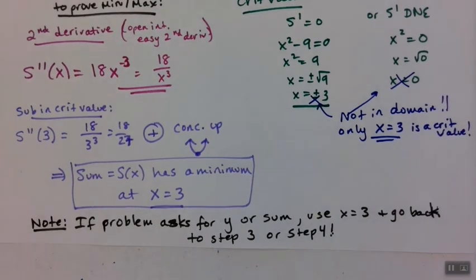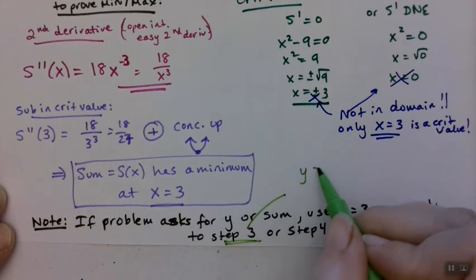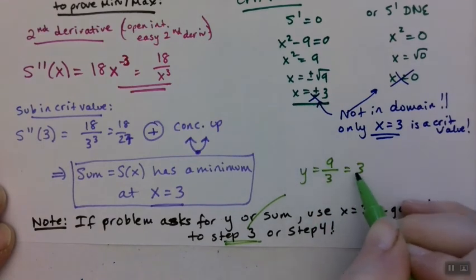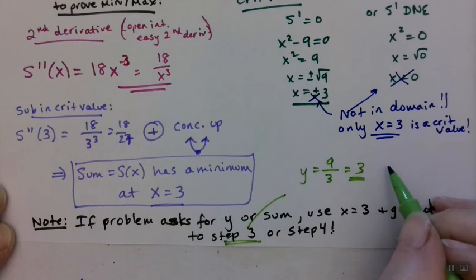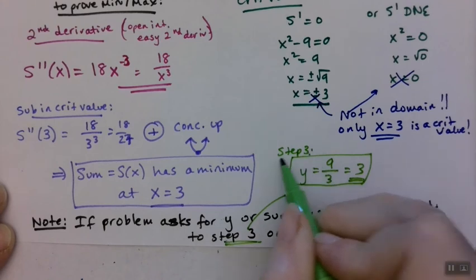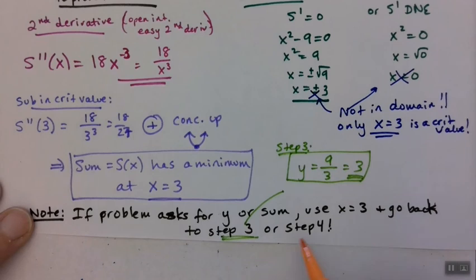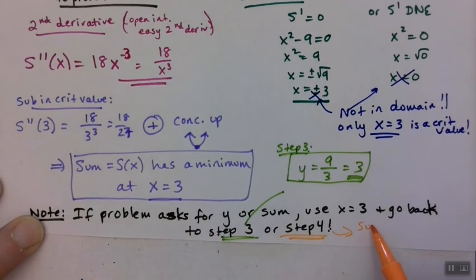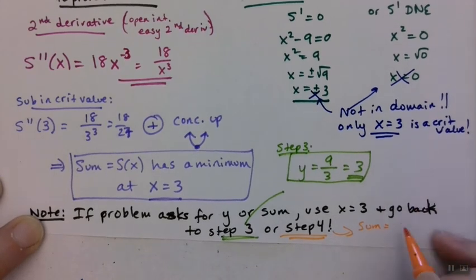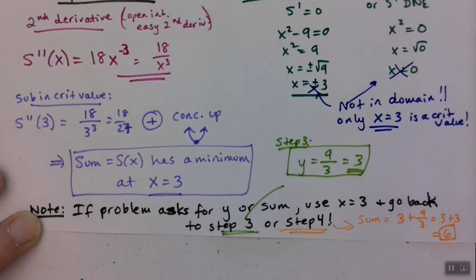Okay, so real quickly, step 3 would get us the y value. So step 3 would get us y equals 9 over 3, which is 3. So then I would know that y equals 3, right? So that's step 3. And then step 4 would get me the sum, right? Step 4 would get me that the sum is x, so 3 plus 9 over 3, which is 3 plus 3, which is 6. Right there.